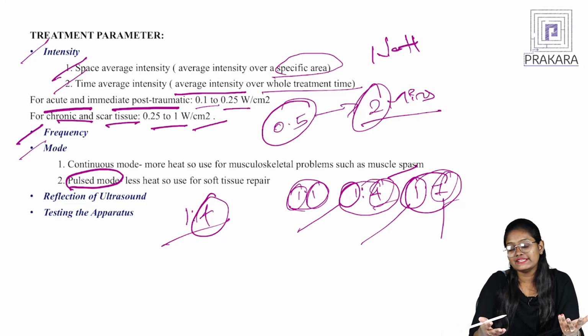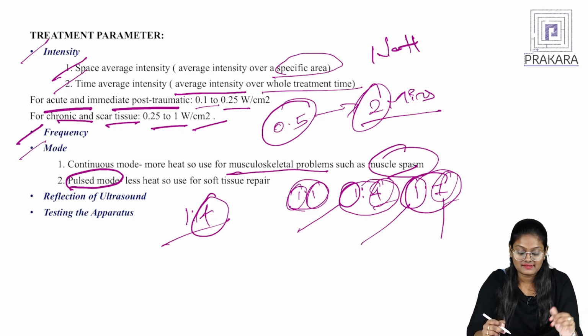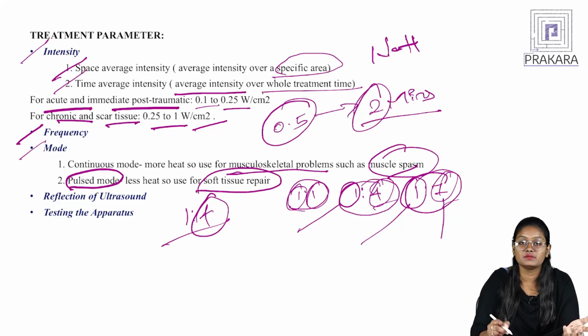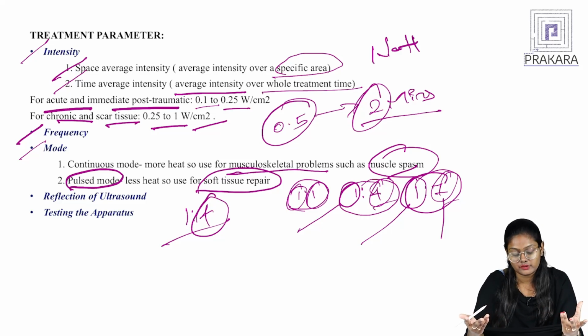So, as more heat is produced in the continuous mode, we'll treat musculoskeletal problems like muscle spasm in the continuous mode. And coming to the pulsed mode, we'll go for soft tissue repair. So, that is when the treatment modes are indicated.